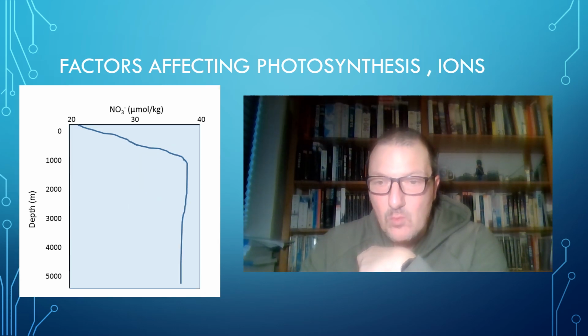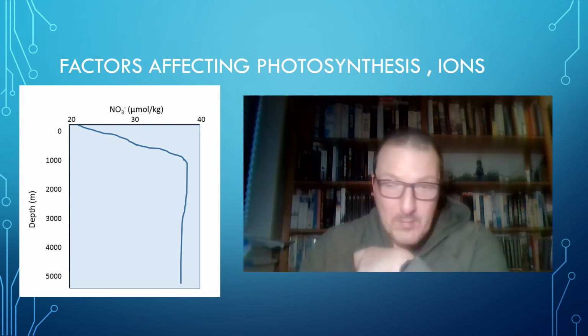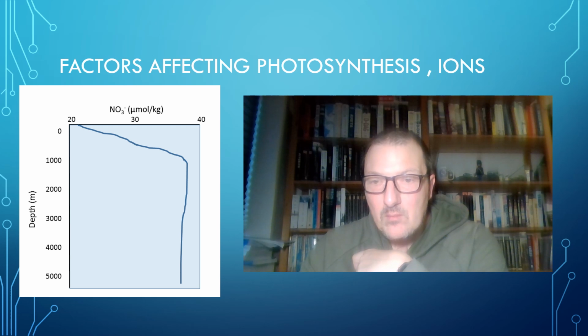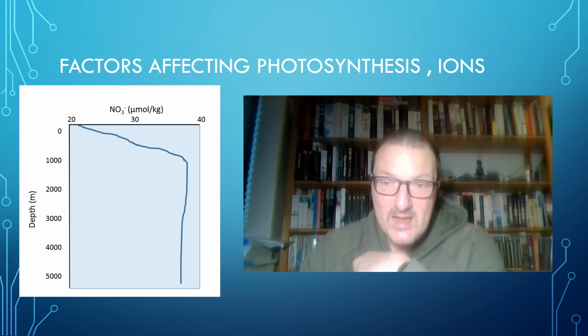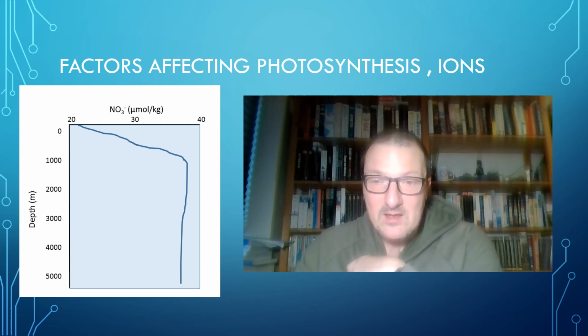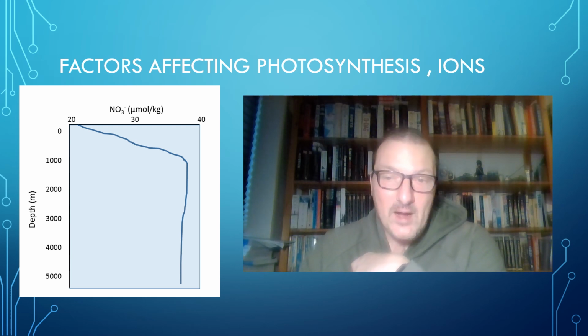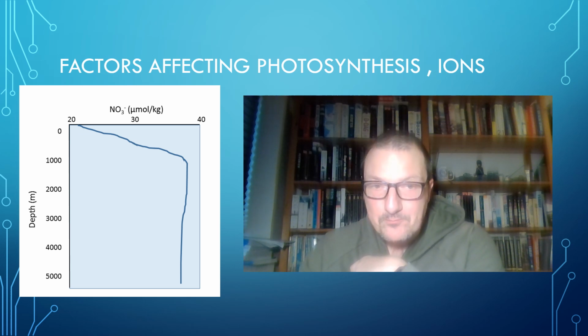Then we get to one that's really important out in the open ocean, which is mineral ions. Because yes, from photosynthesis alone, we can build C6H12O6, simple sugar. But if we want to build more complex molecules, proteins, DNA, and so on, we also need things like phosphate, nitrate, iron, and other ions, magnesium, calcium, and so on. And in many cases, they can be a limiting factor.